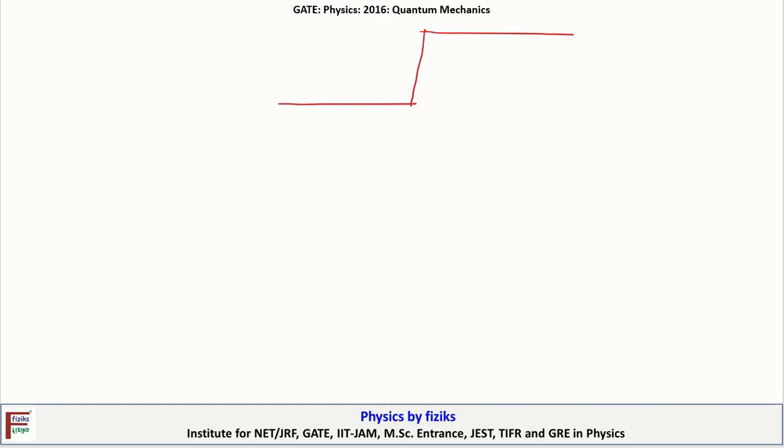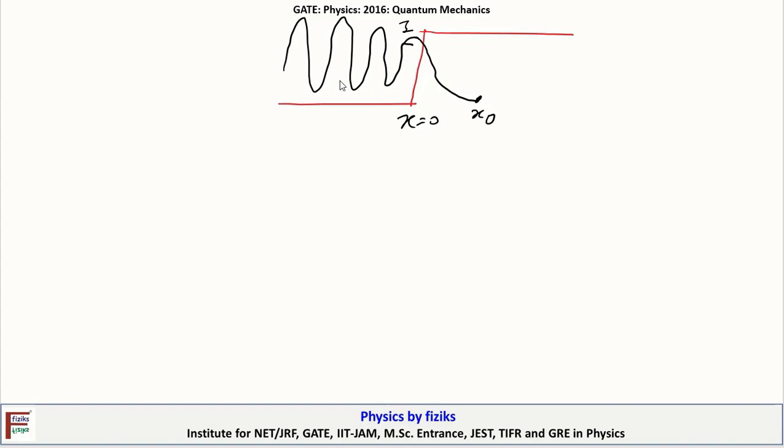Now, let the step be at the point x equals 0. This is region first, this is region second. Now we are dealing with the case E less than V0.